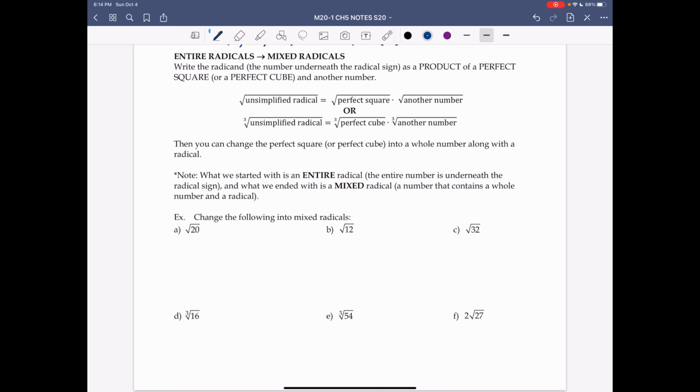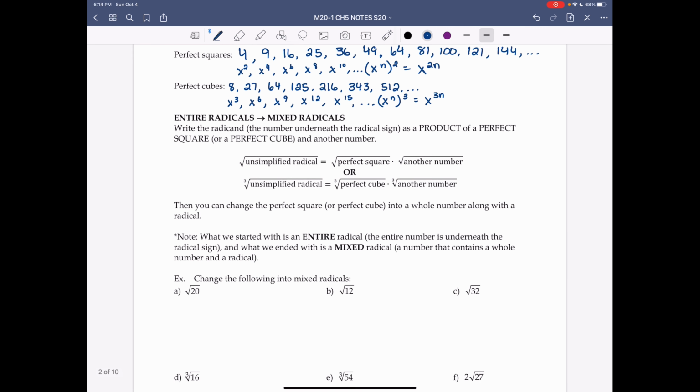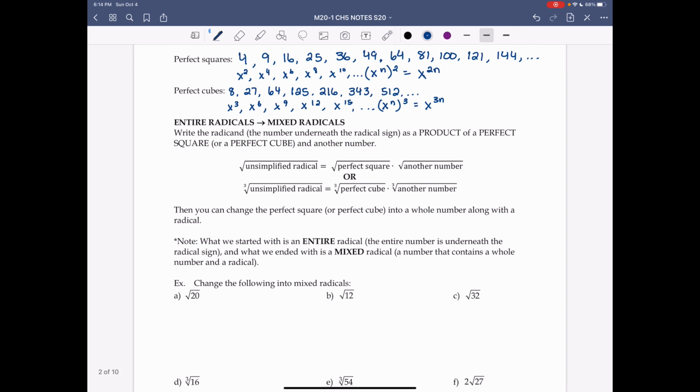Change the following into mixed radicals. The square root of 20. We want to look at our list of perfect squares. What's the biggest perfect square that can divide 20? In general, the biggest number that can divide 20 would be half of 20, so 10. And that's true for all numbers. The biggest number that can evenly divide any number would be half of that number at most. So you would never look at any number that's bigger than half of your number.